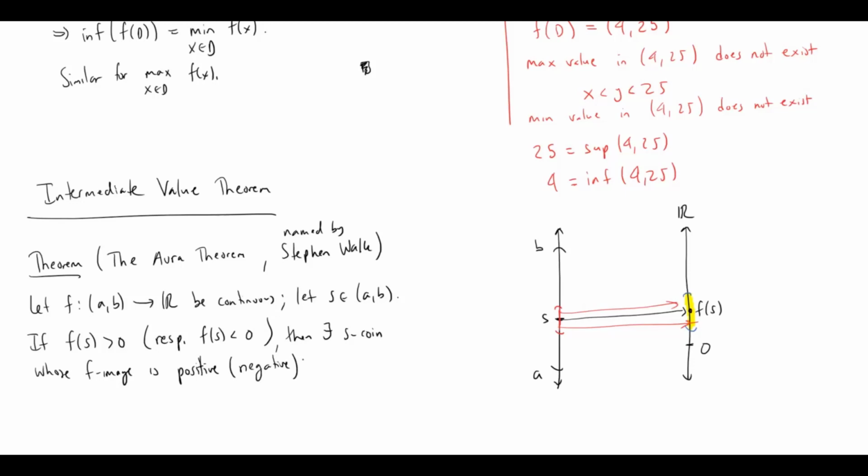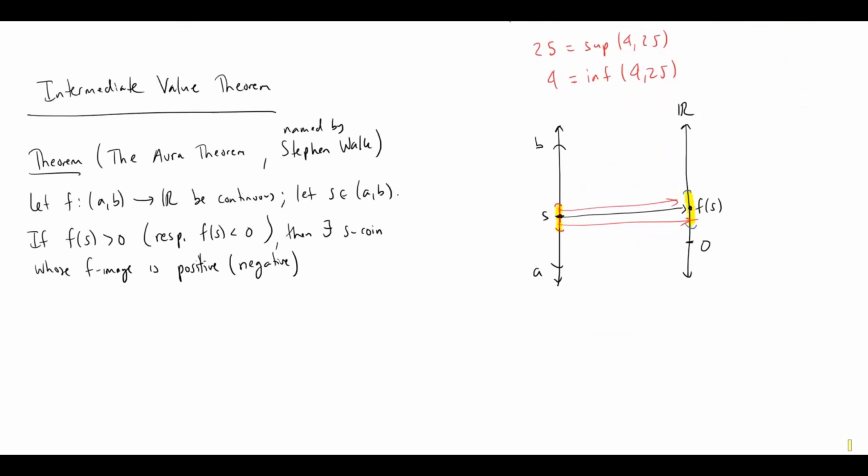Once I know this point f of s, and I have this point s, I know I can put this little halo around s, where not only does s go to something positive, but all the stuff in the halo goes to something positive. Okay, so that's where the name of the theorem comes from. And the proof is just continuity. So the proof follows from the continuity of f.